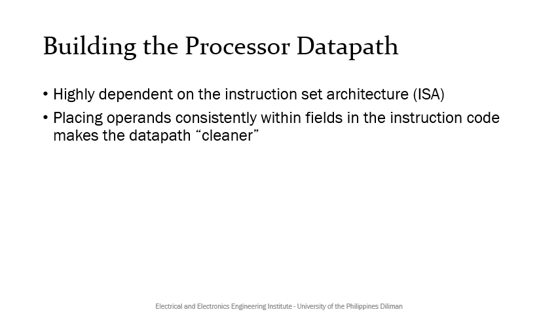Next, placing the operands consistently within fields in the instruction code makes the data path cleaner. For example, with the first and second register operands always being in RS and RT, we were able to directly wire these two signals to the reg file without the need for a multiplexer. This is one of the reasons why it is easier to start studying data paths with the MIPS architecture.